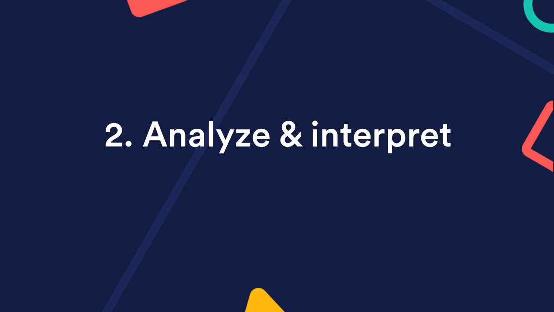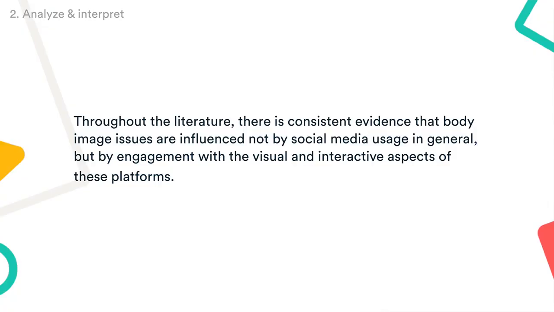Tip number 2. Analyze and interpret the research. It's important to add your own interpretation and discuss the significance of findings in relation to the literature as a whole. From this sentence, we analyzed several studies and concluded that the visual and interactive aspects of social media are the most important factor in body image issues.